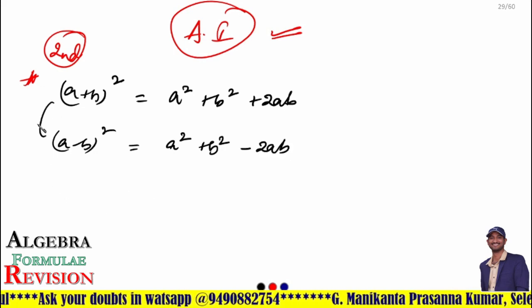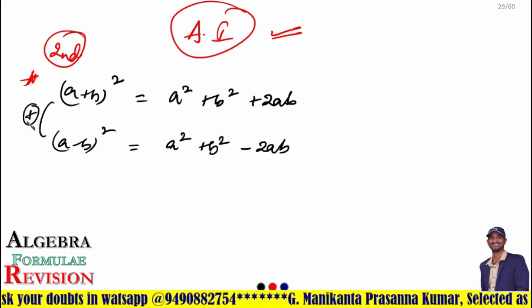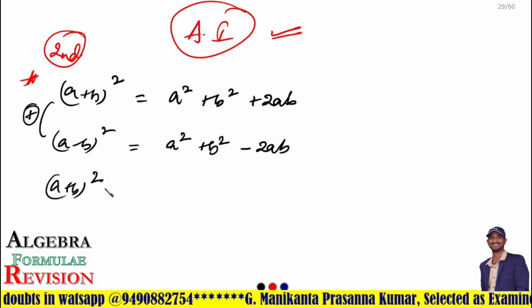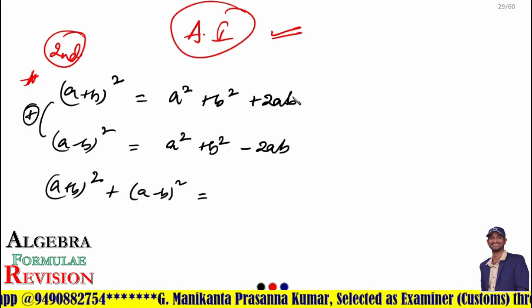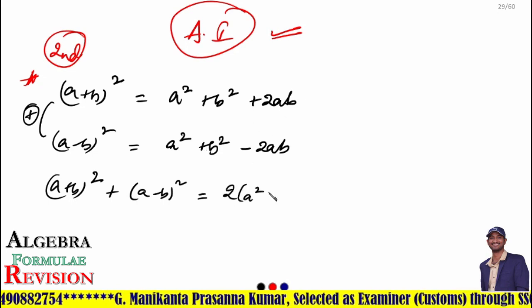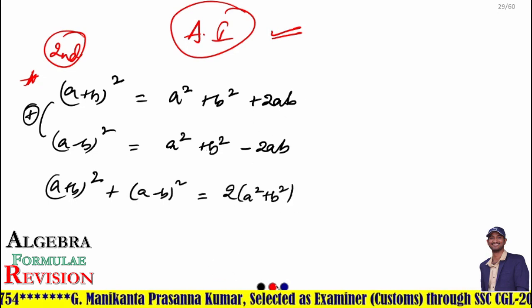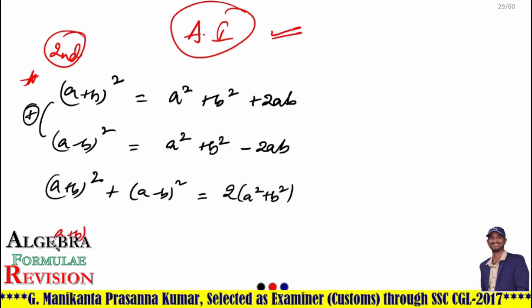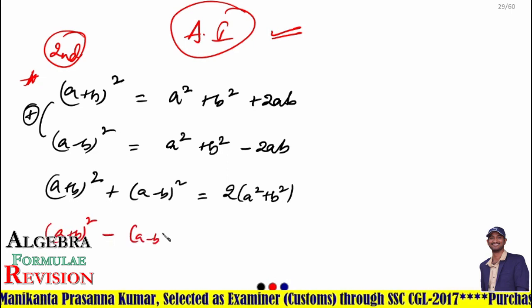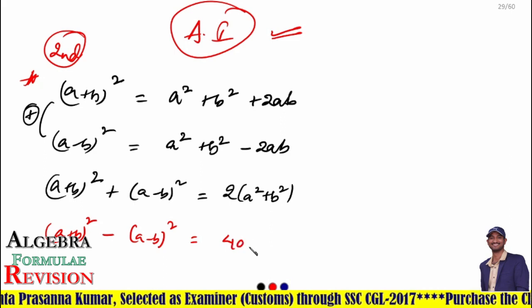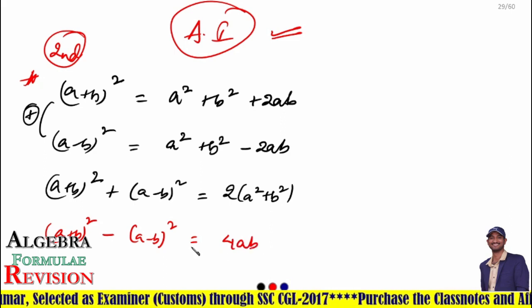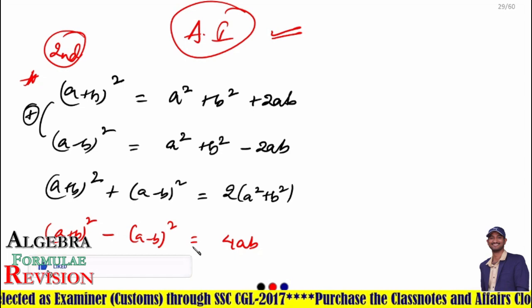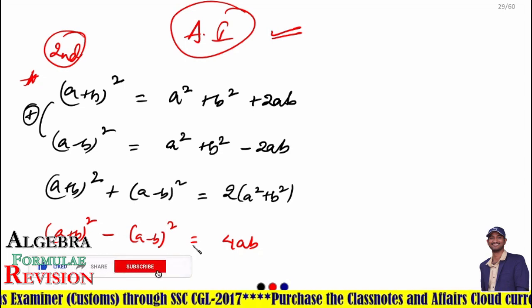And if I add these two things, this formula is also important. (A plus B) whole square plus (A minus B) whole square. What is the answer? If I add these two, these get cancelled and 2 times of (A square plus B square). If I subtract these two, that means (a plus b) whole square minus (a minus b) whole square, it is equal to how much? 4ab. So I have to remember these identities definitely. Okay, then only you can solve the problems within less time.